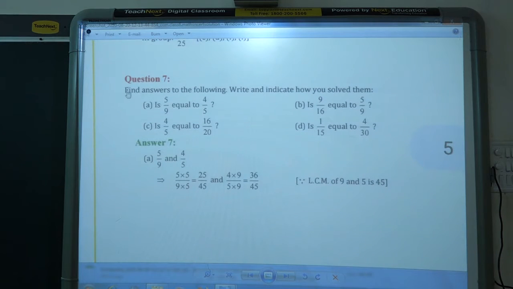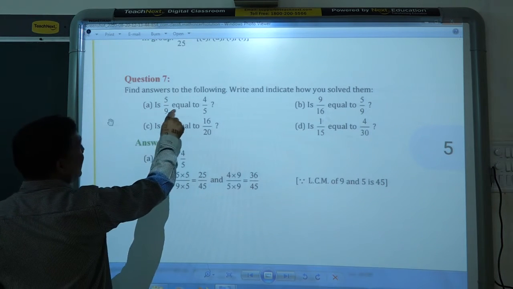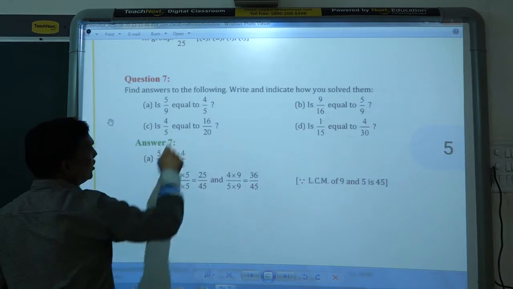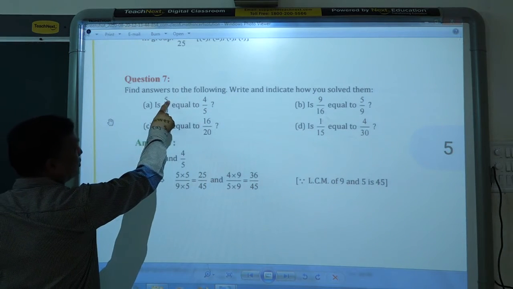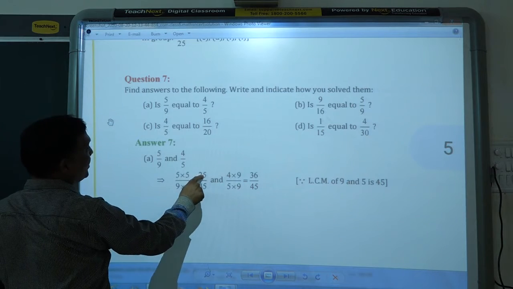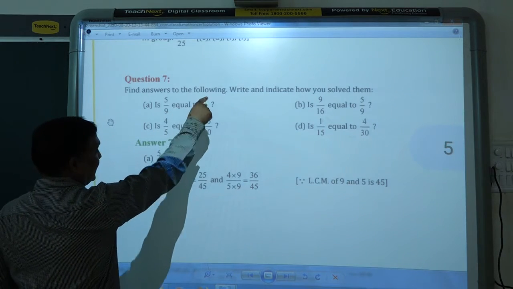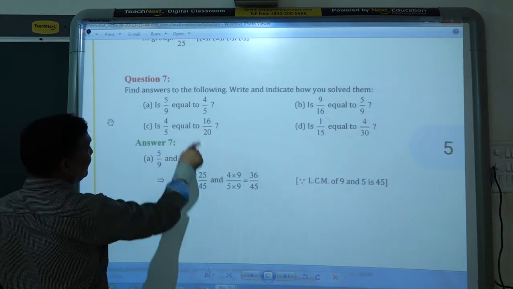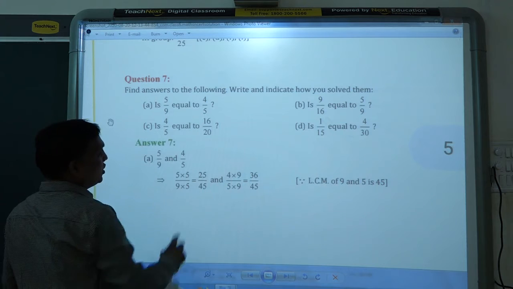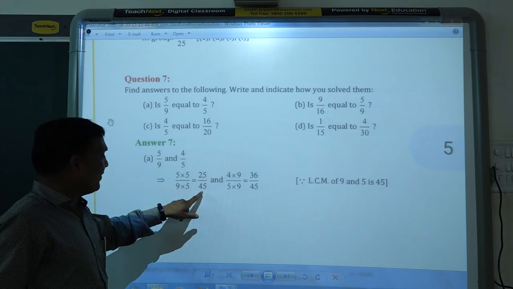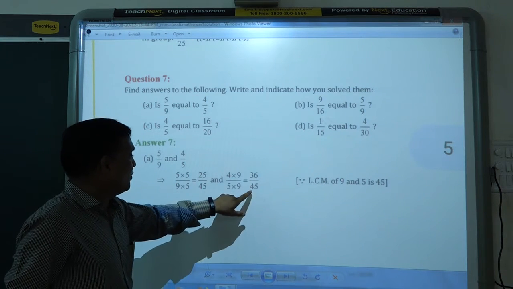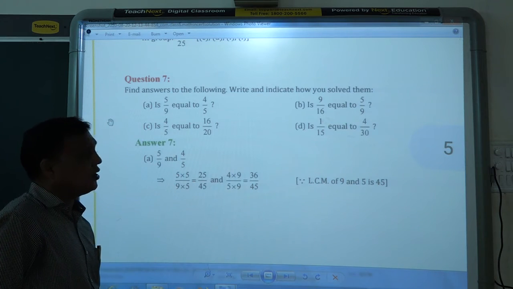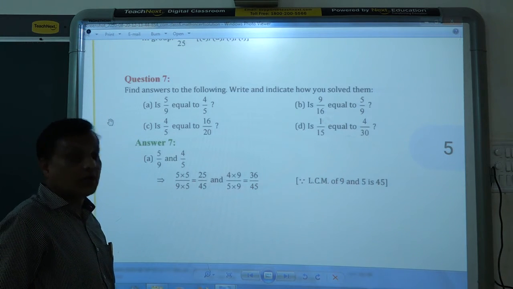Question number 7. Find the answer to the following. Write and indicate how you solve them. Here you have to show whether 5 upon 8 is equal to 4 upon 5 or not. Cross multiplication: 5 5s are 25, 9 4s are 36, and 5 9s are 45. So 25 upon 45 and 36 upon 45. Are both equal? No, both are not equal.